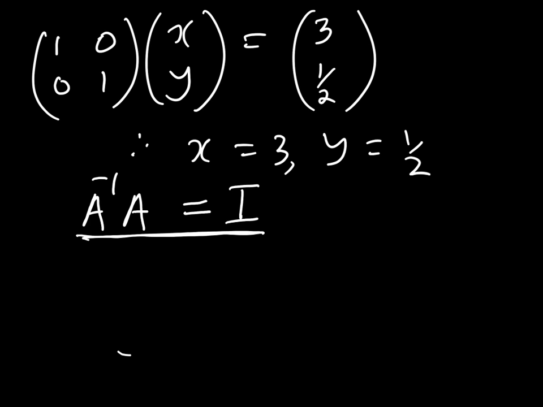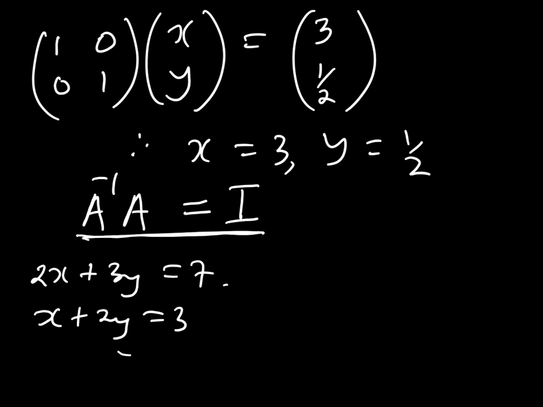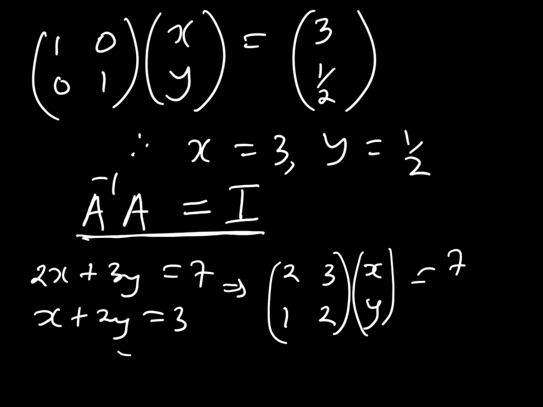Maybe let me just look at this one: 2x plus 3y is equal to 7, and x plus 2y equals 3. Here, if we extract the coefficients, we have 2, 3, 1, and 2, because the variables are arranged in order. We have x starting in both equations, and y following it, so the variables are matching. This is x, y, equal to 7, 3.